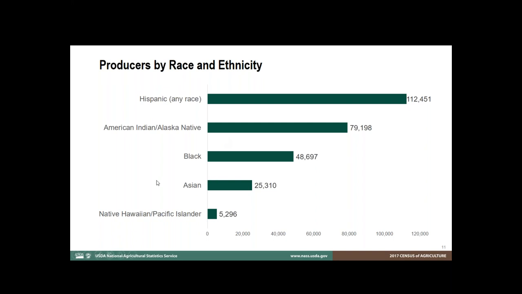So this is looking at that data where people can report more than one race. When we look at that data, you can report being Hispanic separately from race. So there were over 100,000 Hispanic producers. And then you can see that the census counted over 80,000 people who reported being American Indian or Alaska Native. And you can compare those numbers to the other racial groups: Black, Asian, and Native Hawaiian and Pacific Islander.